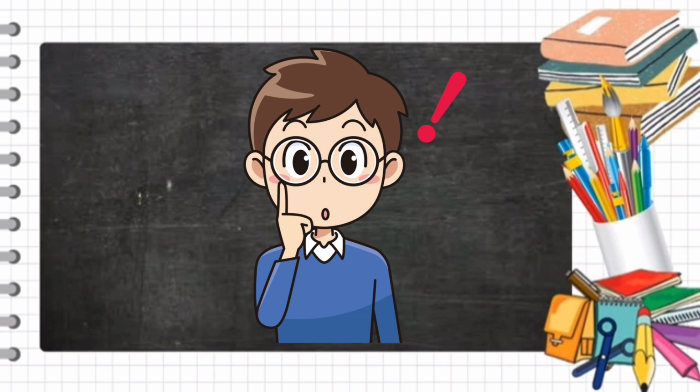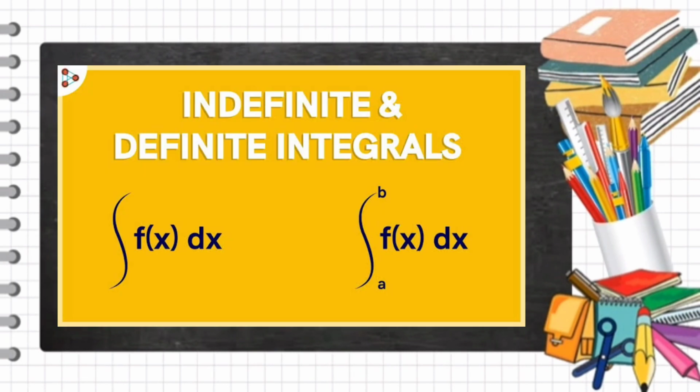In this video, we're going to focus on evaluating the definite integral, but first, what is the difference between an indefinite integral and a definite integral? On the left, I have an indefinite integral, and on the right, I have a definite integral. The difference is that a definite integral contains the lower limit a and the upper limit b. These are known as the limits of integration.